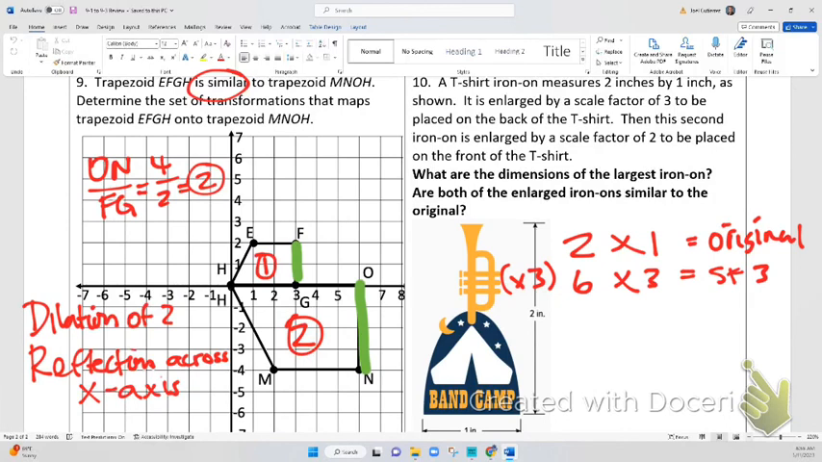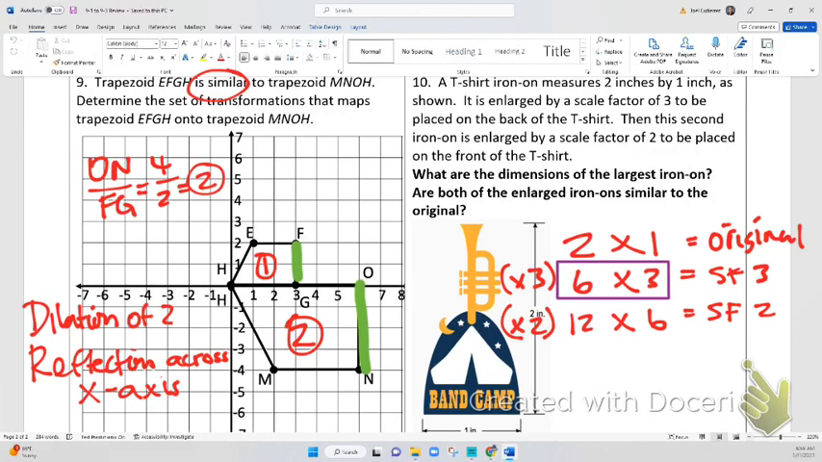And then it says, then this second iron-on, so now they're talking about this second iron-on, which is this one right here that I've done in purple. This second iron-on is enlarged by a scale factor of 2. So now they want to multiply the one in purple by 2, right? And in this case, it now becomes a 12 by 6. All I did is I multiplied the 6 times the 2, the 3 times the 2. That's how I got the 6. And I multiplied this by a scale factor of 2. So I put SF, scale factor of 2.